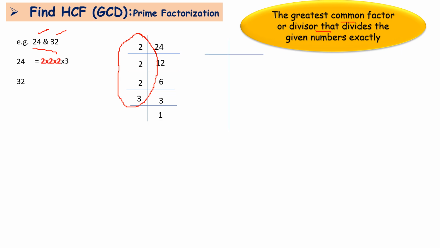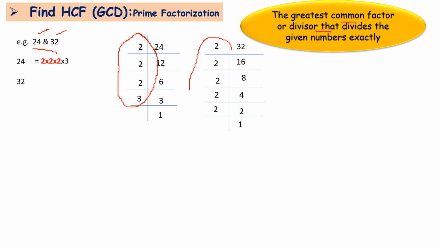Now 32. 32 is the dividend. We'll find the prime divisors. So 2 times 16 is 32, 2 times 8 is 16, 2 times 4 is 8, 2 times 2 is 4, and 2 times 1. So till we get 1 we proceed.